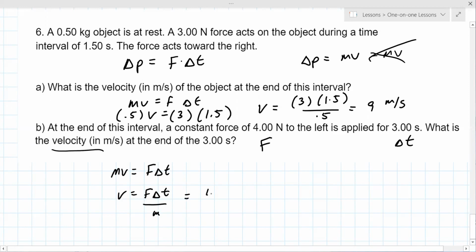The force is 4 newtons. The change in time is 3 seconds. Almost always change in time is time. And then the mass is 0.5. So that's 24 meters per second.